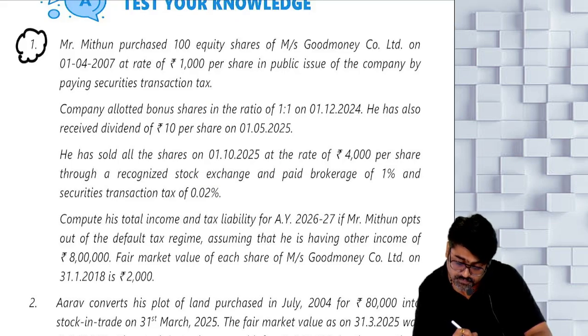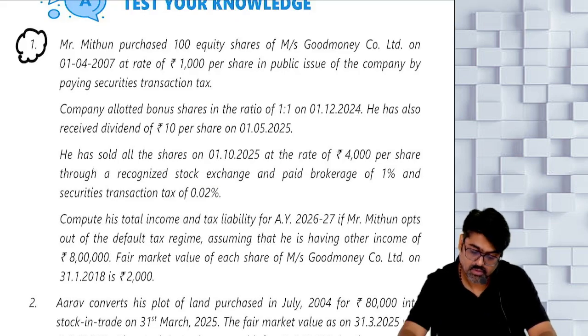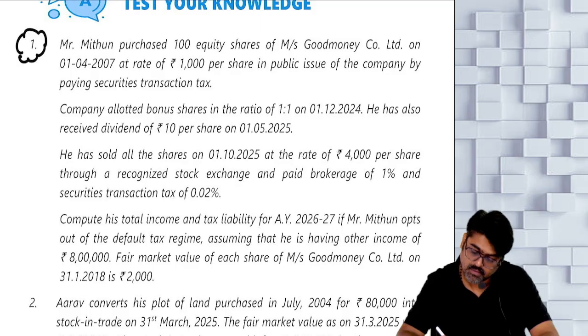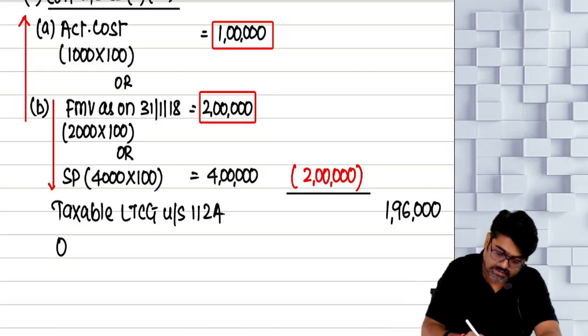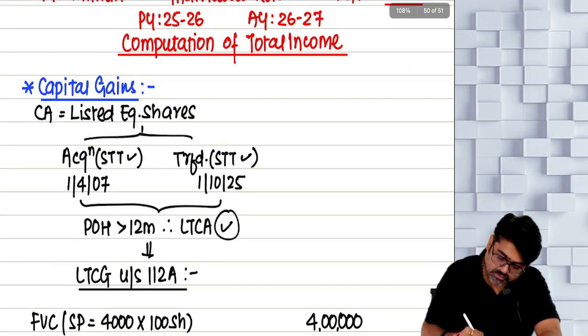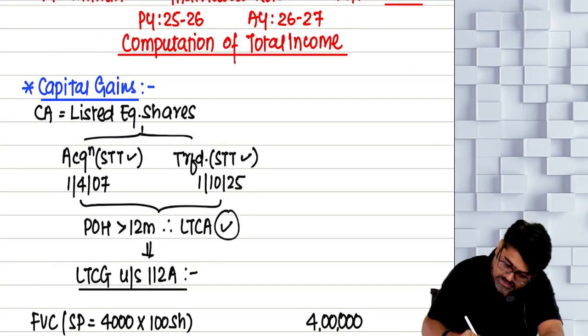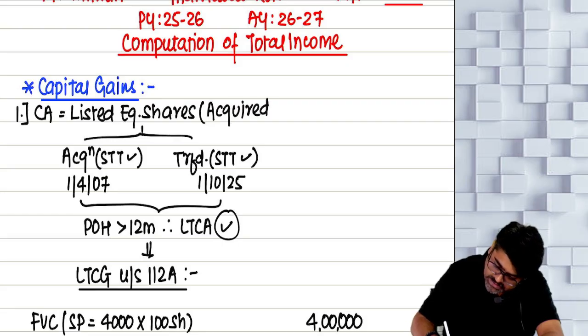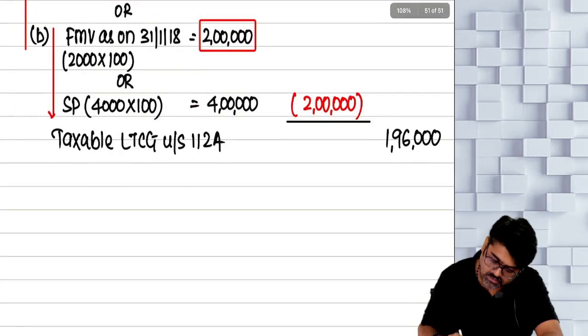Sorry? Bonus shares. Oh, bonus shares also given. No. So bonus shares are given on what date? 1st December 2024. Yes. So now I'll calculate the capital gain. So capital gains, this is my first capital gain. Okay, no? Capital gain on listed equity shares which are acquired. Okay, which are acquired.